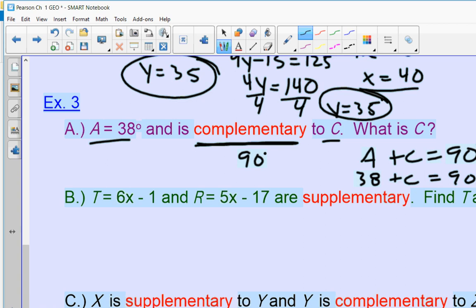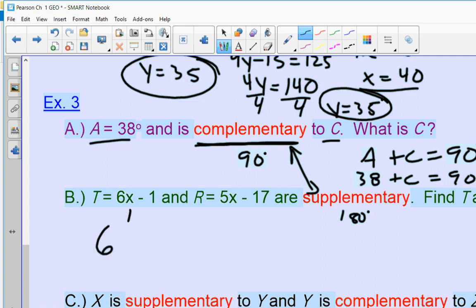All right, next one. This is a little bit more difficult question. This is more of what you're going to get, so we got to make sure you go back to it. So put a star or whatever. This is going to be a test question. First off, the word supplementary means 180, and I can't tell you enough how many times kids get the word supplementary and complementary flipped. So you got to study it. You got to know it. Supplementary is 180.